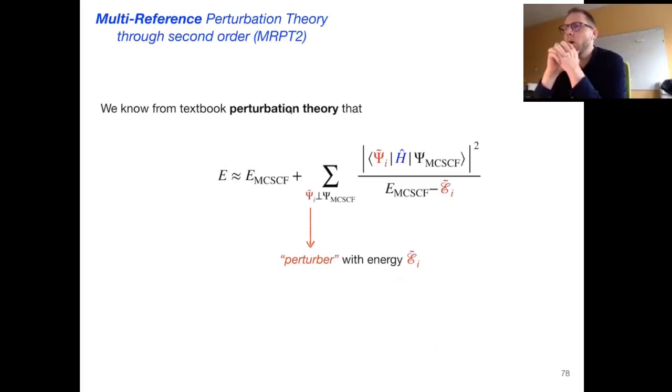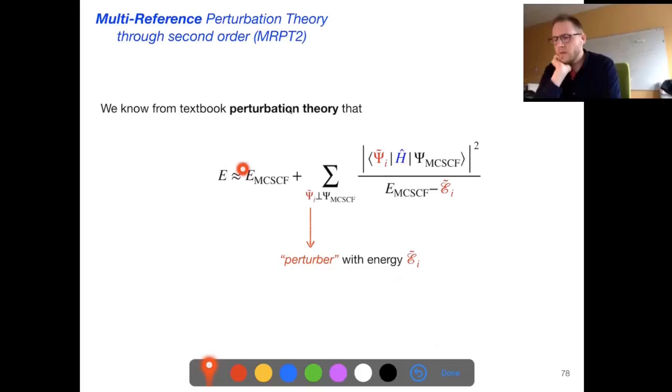And you recognize in this formula that the MCSCF is now considered as my initial energy in my Taylor expansion. So in the language of perturbation theory, this would be my unperturbed wave function. So I start from the MCSCF, and then I need to perturb it to recover the missing dynamical correlation.